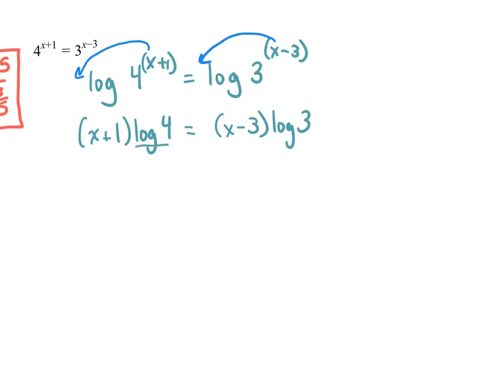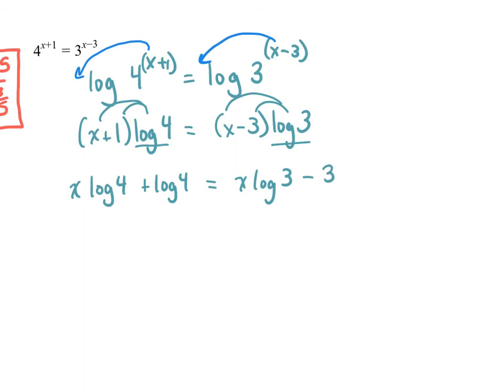Again, can't stress this enough. Log 4 and log 3 are just numbers. So just like any number in front of a parenthesis, I can distribute it. So I'll get x log 4 plus log 4 equals x log 3 minus 3 log 3.